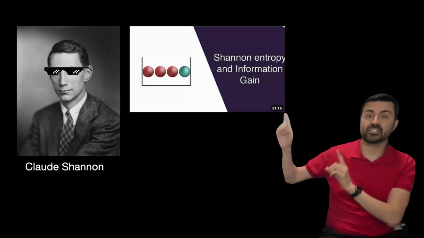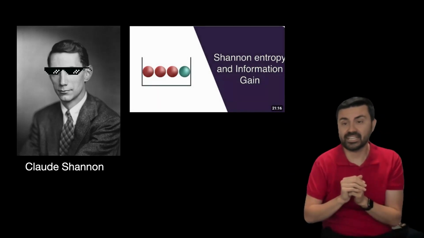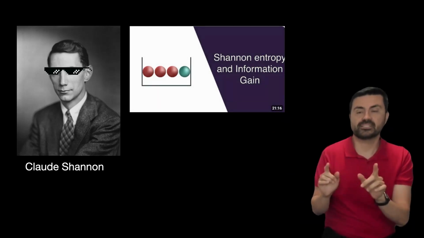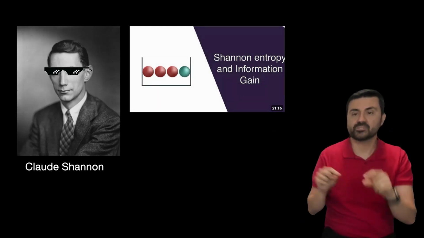And who do we owe this? This genius over here, Shannon. He was the one who figured out entropy and information gain. I'm not going to enter into many details, but I do have a video called Shannon, Entropy and Information Gain. Definitely take a look if you want to learn this in more detail. The link is in the description of the video.